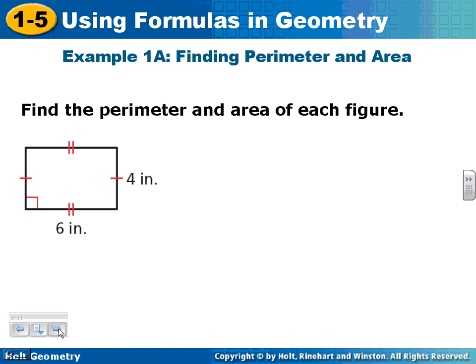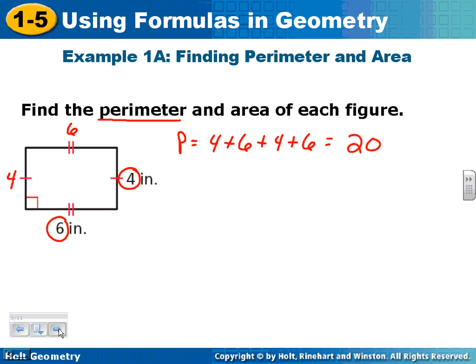Let's do this example. Find the perimeter and the area. Let's do perimeter first. If you look at your tick marks, if this side is 4, that means this side has to be 4. If the bottom is 6, then the top has to be 6. So the perimeter is really 4 plus 6 plus 4 plus 6 again, which if you add those up, is 20, and we will label that inches. So there's one answer.